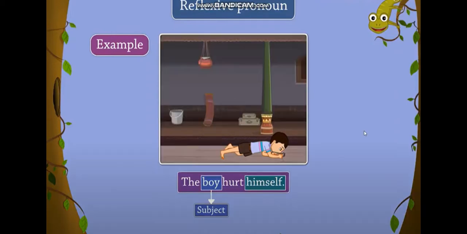Both subject and object are referring to the same person. And who is that person? That is the boy. Now you understood the definition that subject and object refer to the same person. Who is hurt? The boy is hurt. Therefore, himself is a reflexive pronoun.